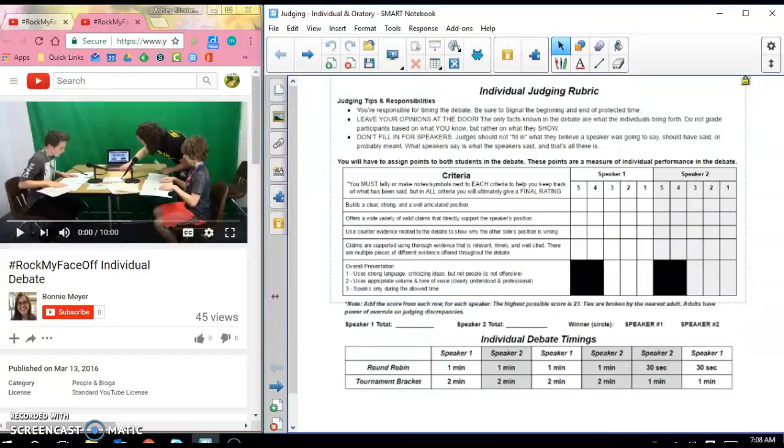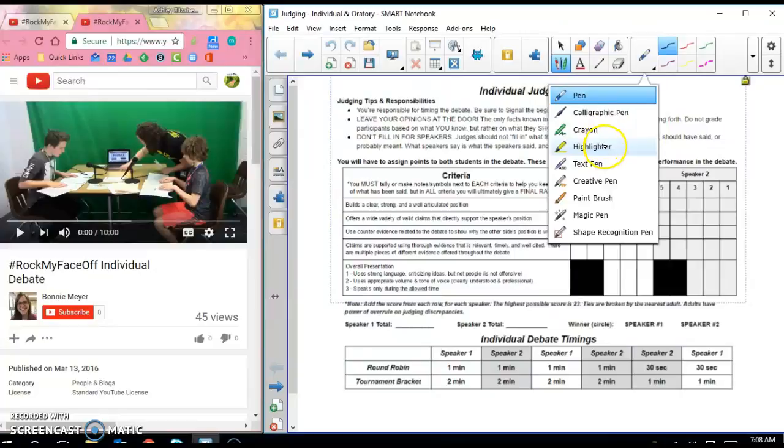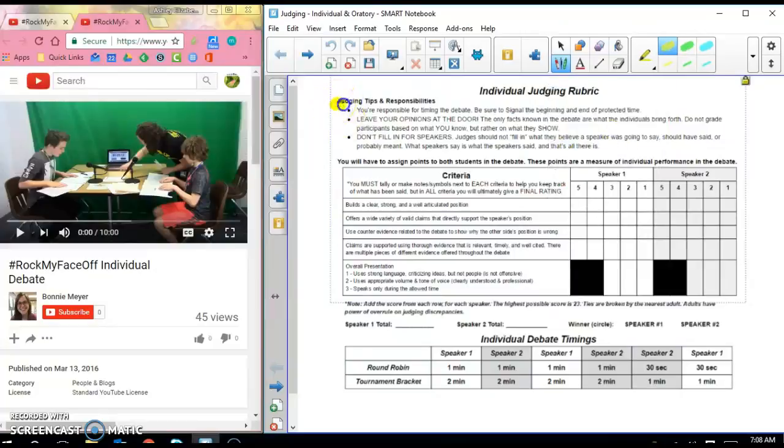The first thing you're going to do when you walk into the room is make sure that you look at your judging tips and responsibilities. No matter what, you are responsible for timing the debate. That's your first responsibility. Down at the very bottom, there's a spot for the individual debate timings. So you want to help keep track of that to make sure that people are speaking during their allotted times.